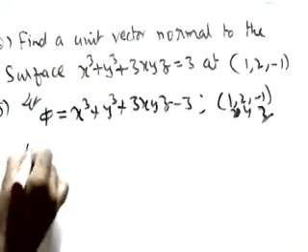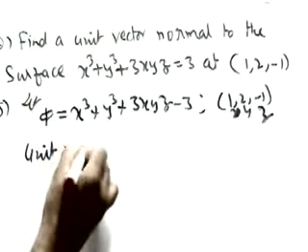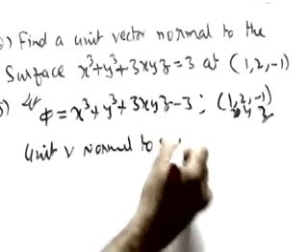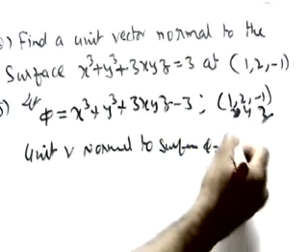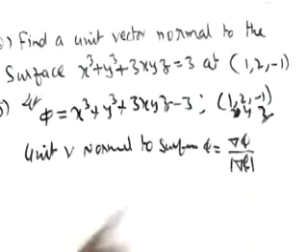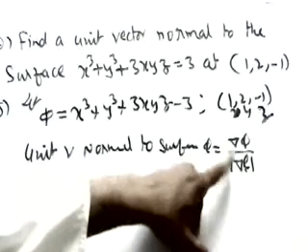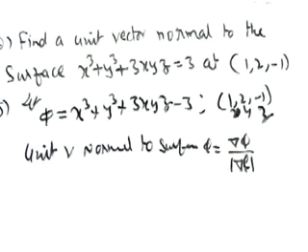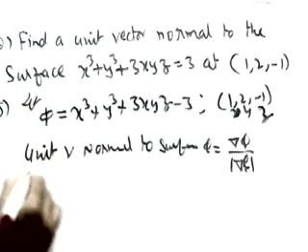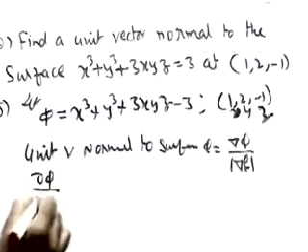Now, unit vector normal, we know the formula. What is the formula? Unit vector normal to surface φ is del φ by mod of del φ. Let me do one thing. Let me find del φ, then mod of del φ, then let me substitute in the formula. So φ we are already having. Now let me differentiate three times.